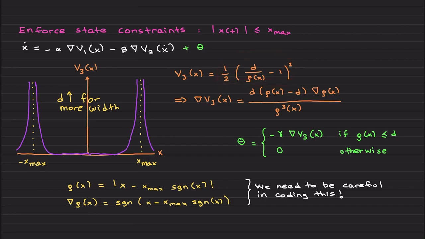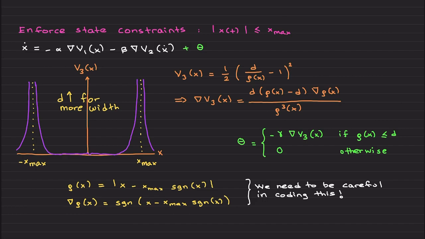So here I am going to talk about how to select this constant D and this rho of X. First of all, if you take the gradient of V3 with respect to X, you are going to obtain this form. So we are going to use this in this additional control signal theta. We are going to choose it as minus gamma multiplied by the gradient of V3 if we are basically close to that constraint, and it is 0 otherwise. If your system is operating away from the maximum limits, then we don't need to apply any control signal.